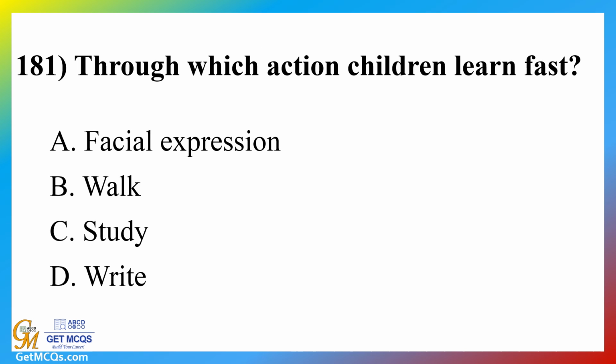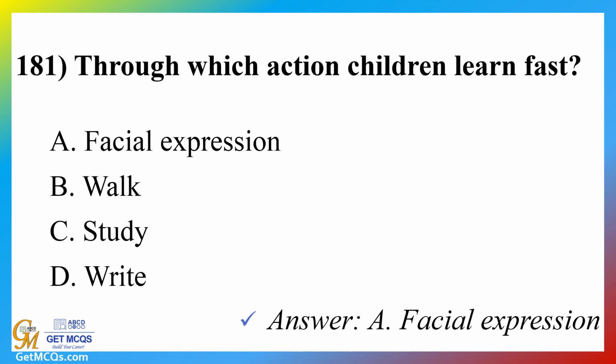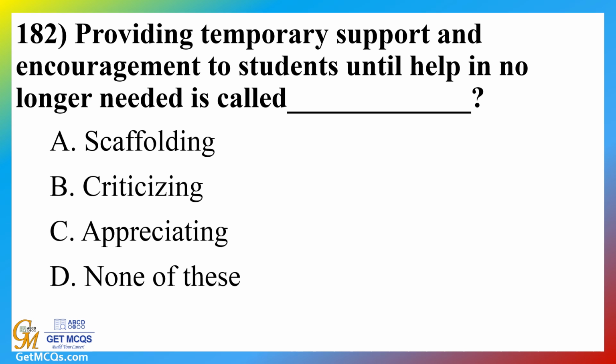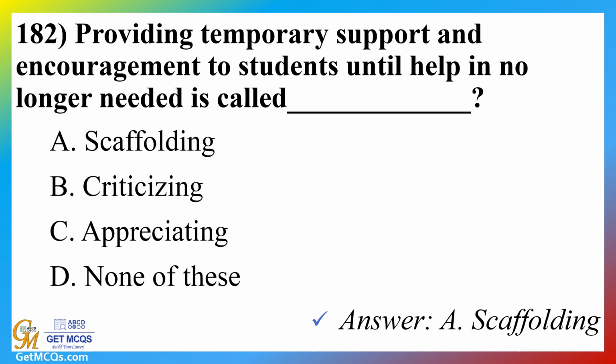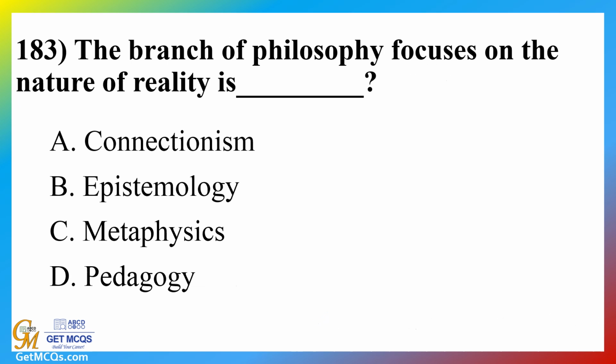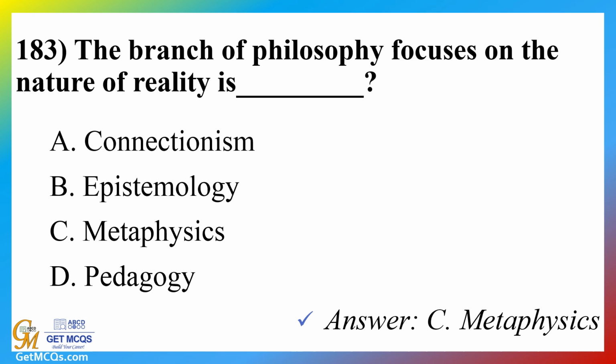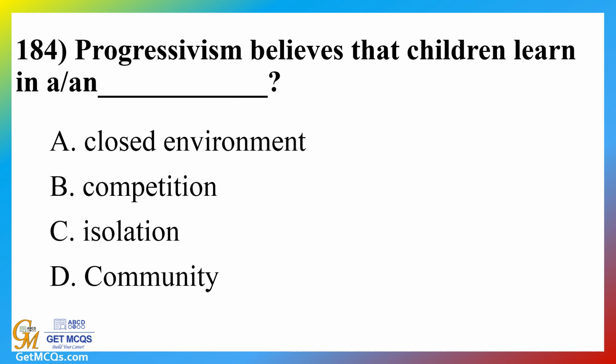181. Through which action children learn fast? Answer: A. Facial expression. 182. Providing temporary support and encouragement to students until help is no longer needed is called? Answer: A. Scaffolding. 183. The branch of philosophy focuses on the nature of reality is? Answer: C. Metaphysics. 184. Progressivism believes that children learn in A/N? Answer: D. Community.